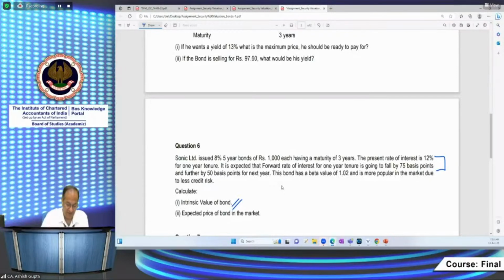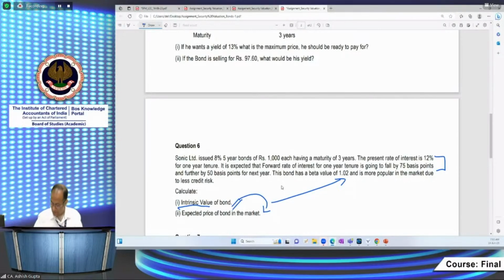Once we calculate the intrinsic value, the expected price is linked to the beta value of the bond. In the market there is another factor because of less risk, so ultimately the base remains the same. That is why I am saying intrinsic and expected values are the same unless any rider is attached. Here the rider is 1.02.